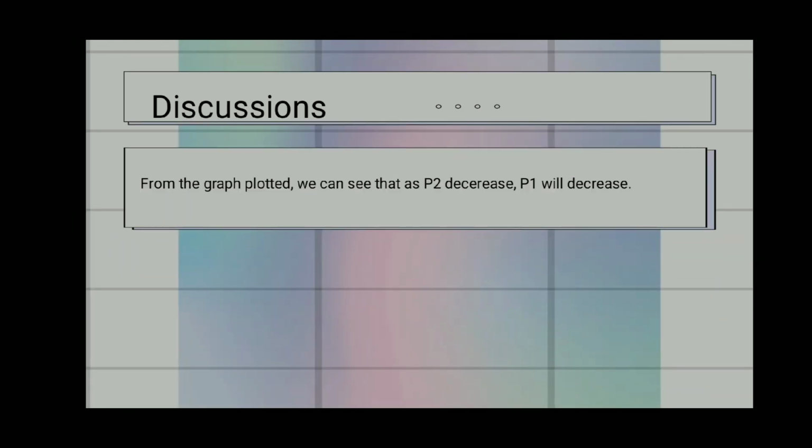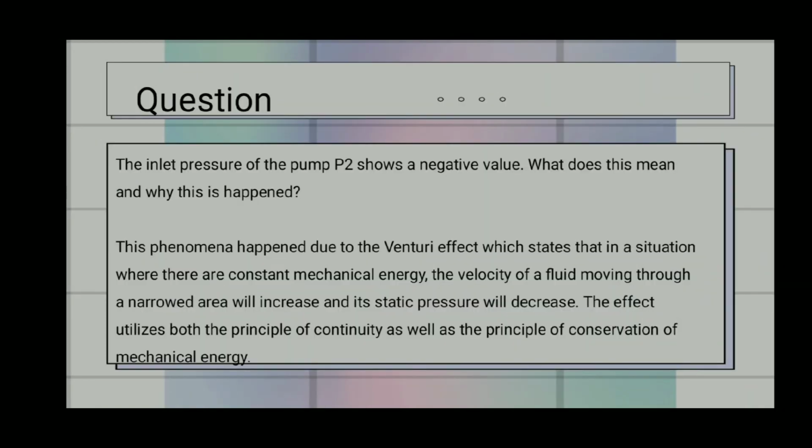From the graph plotted, we can see that as P2 decreases, P1 will decrease. Question: the inlet pressure of the pump P2 shows a negative value. What does this mean and why does this happen?